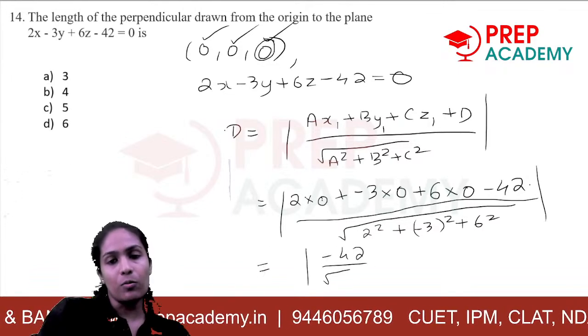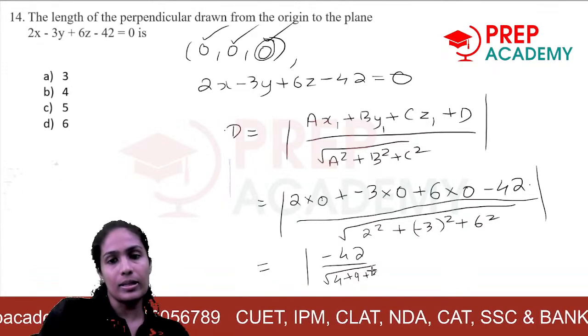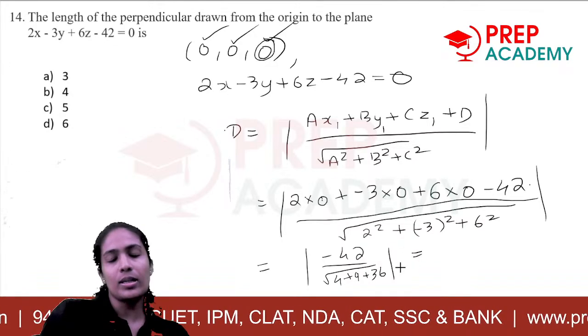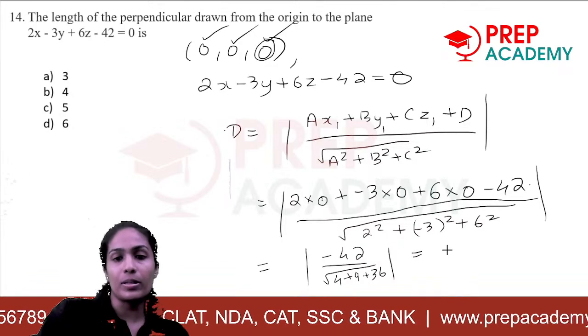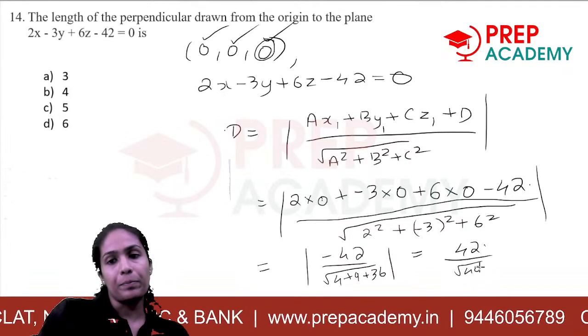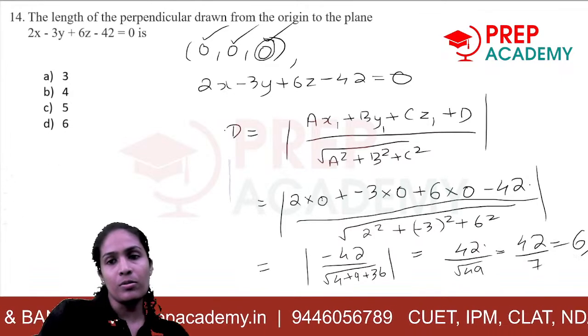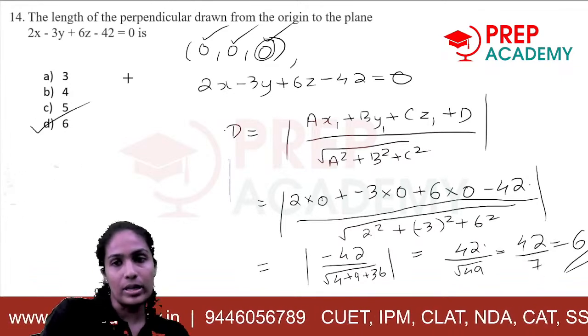Which is equal to mod minus 42 by root of 4 plus 9 plus 36. 4 plus 36 is 40, 40 plus 9 is 49. So 42 by root 49. Root 49 is 7. 42 by 7 is equal to 6. The correct answer is option D, 6 units.